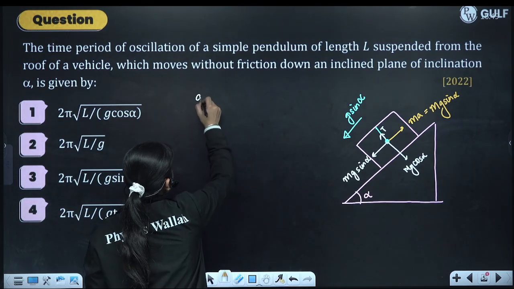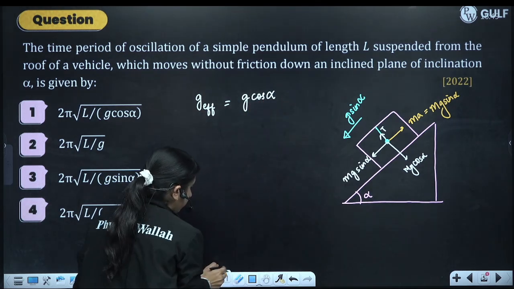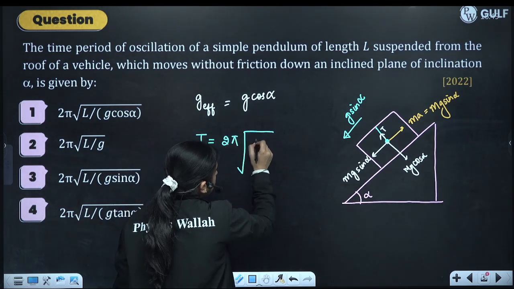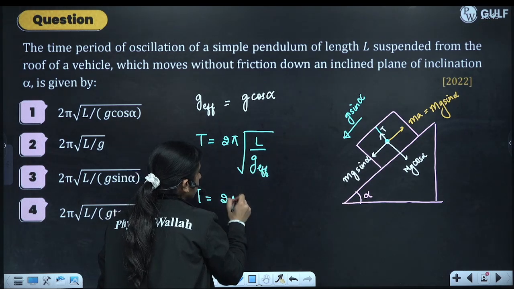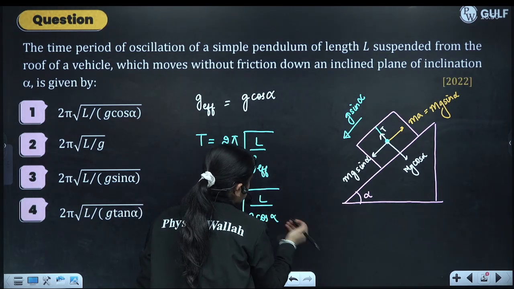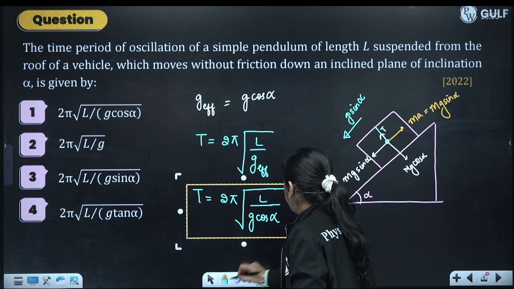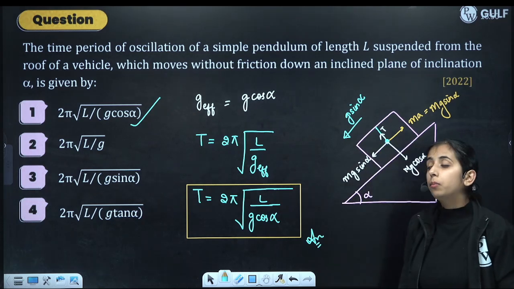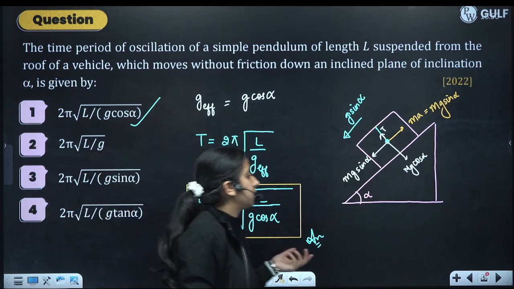So what is my g effective? g effective is g cos alpha, so time period will be 2 pi under root L by g effective, so time period will be 2 pi under root L by g cos alpha. Many times students just remember this formula, there is no need to calculate it. Usually students remember this result, so this can save your time.